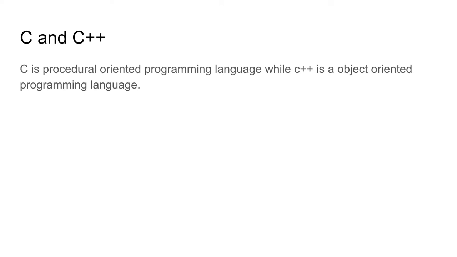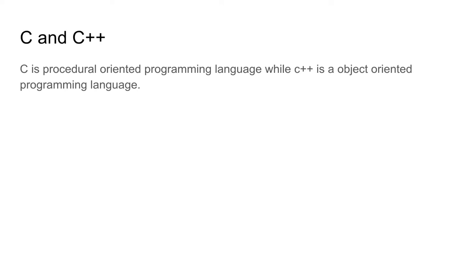In this video we will study the difference between C and C++ language. There can be many differences between C and C++, but the basic difference is that C is a procedural oriented programming language, while C++ is an object oriented programming language.